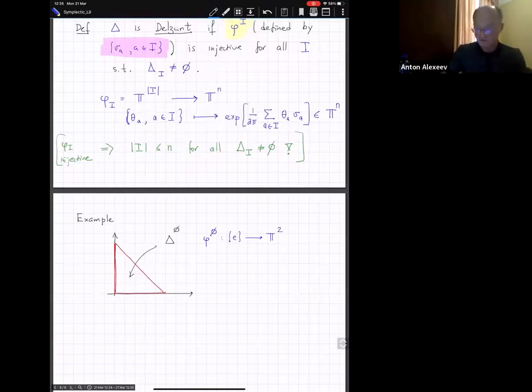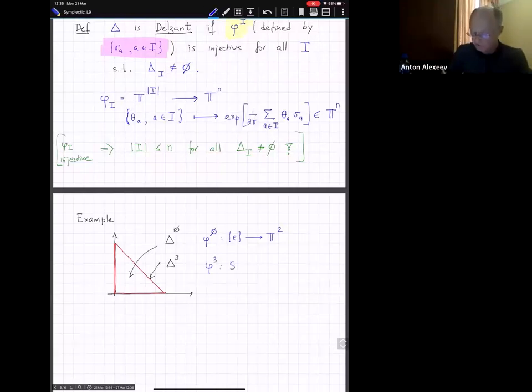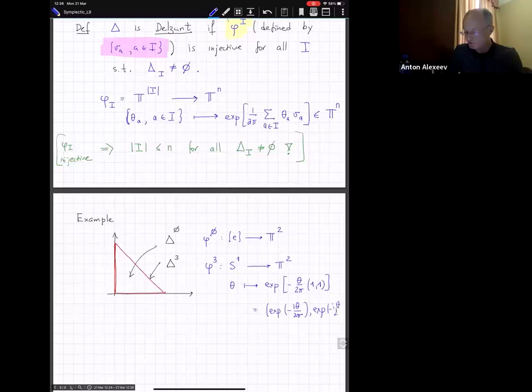Now on the side, for instance on this side, we have delta 3, and we have phi3 mapping a circle to T2, and this map takes our angle theta into exponential of minus theta over 2 pi times (1, 1), which is equal to (exponential of minus i theta, exponential of minus i theta).